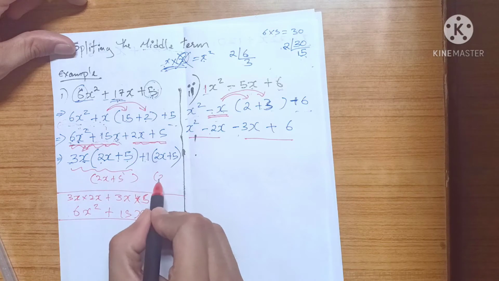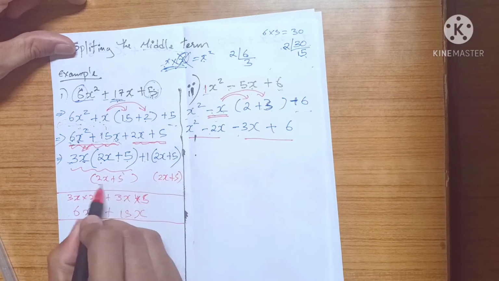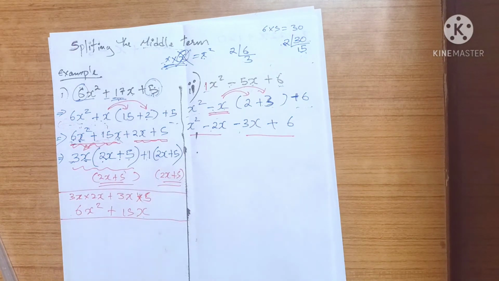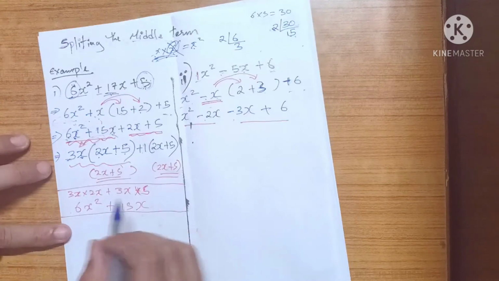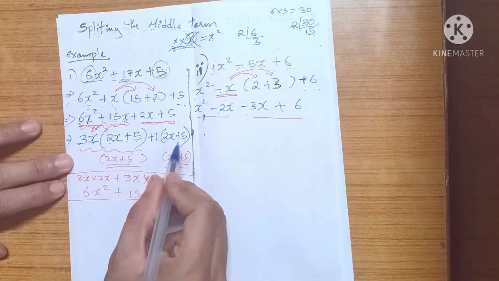And this is also inside the bracket. You'll get two things inside the bracket, and these things will always be exactly the same. If they're not the same, then something is wrong with whatever you're doing. So in this case, these two are exactly the same.